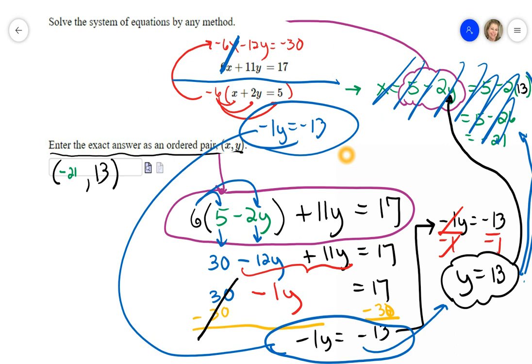I'd have to then take that y equals 13 and plug it back into, I'd probably go with this bottom equation here and solve for x. But you could put it into this top equation too. It doesn't matter. You'll get the same answer. So whatever method gives you the warm fuzzies, go for it.